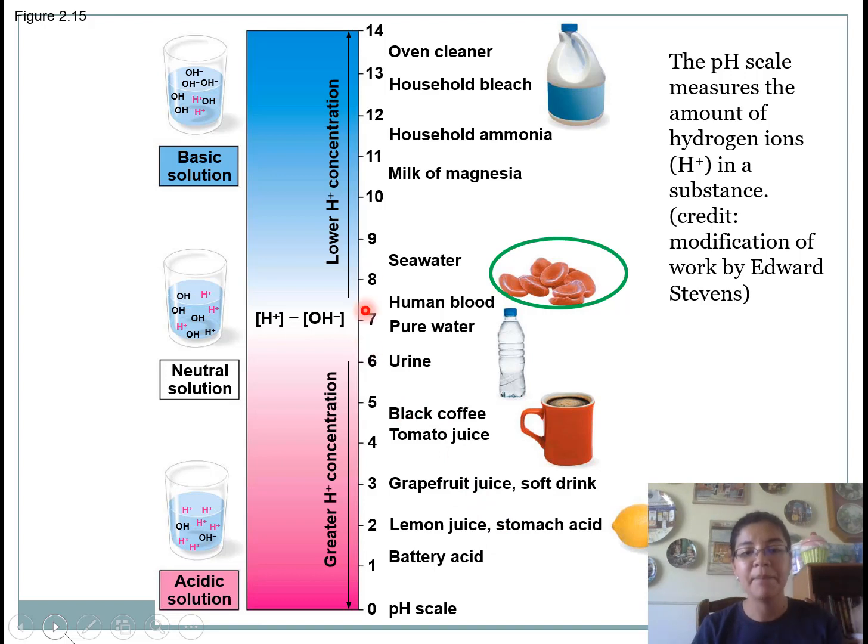So what is basic? We have human blood, which is slightly basic. It's between 7.35 and 7.45. A very exact, small, narrow range that's slightly alkaline or basic. Milk of magnesia is basic, household ammonia, household bleach, and down to the very extreme basic or alkaline, we have oven cleaner. So this is a pH scale.